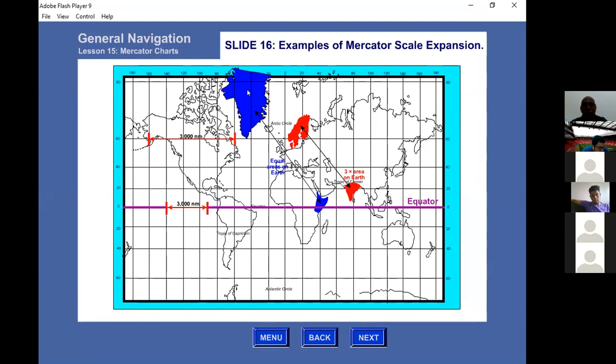For example, now this, let's take, is Greenland. It is 1/16th of this East Africa. But look at the size that it is shown. Netherlands is one third the size of India. But see the way it is shown.